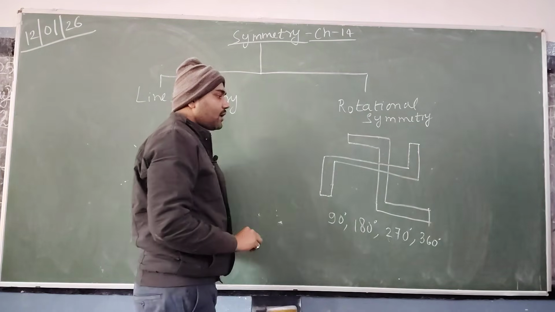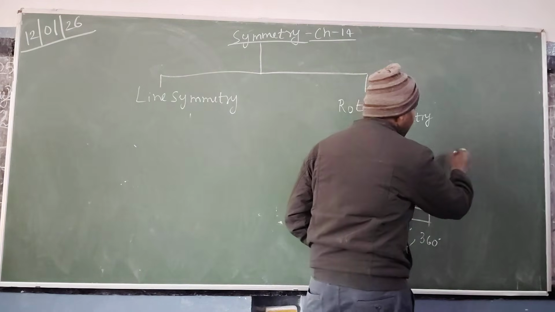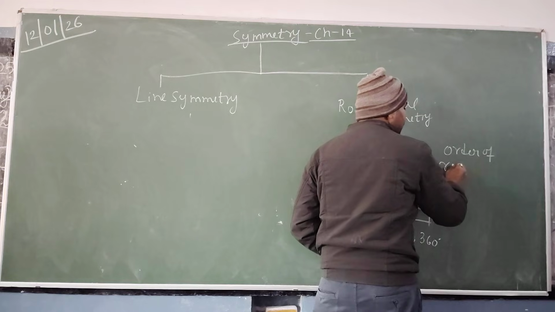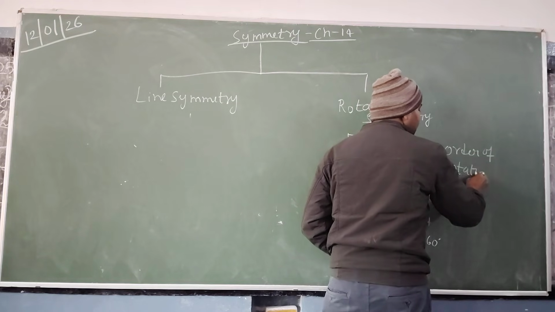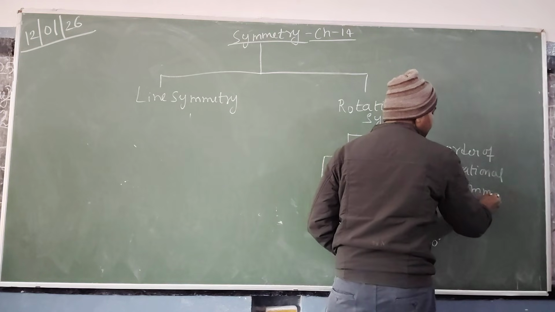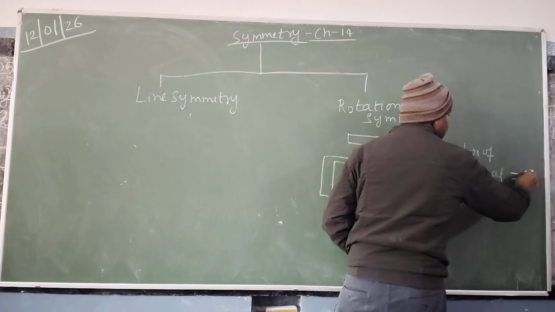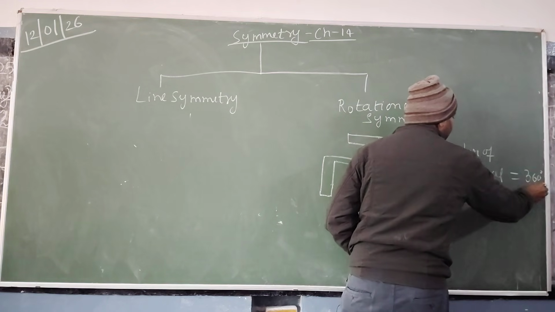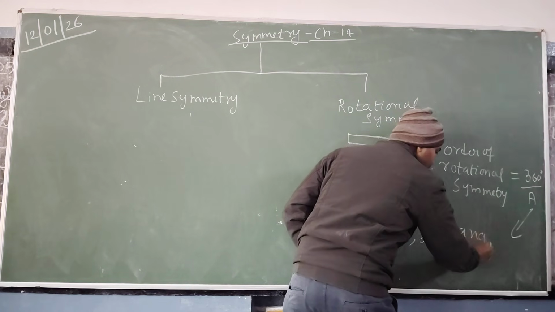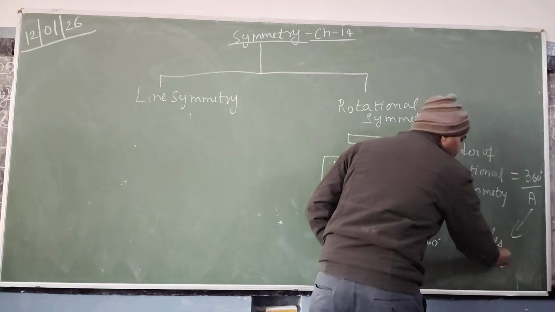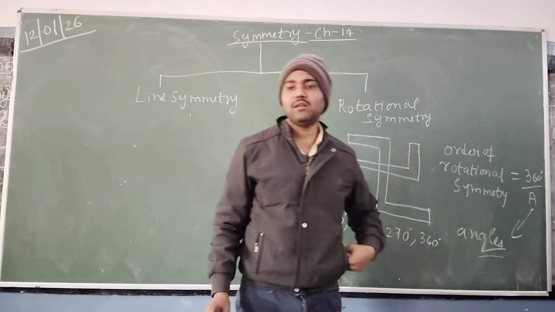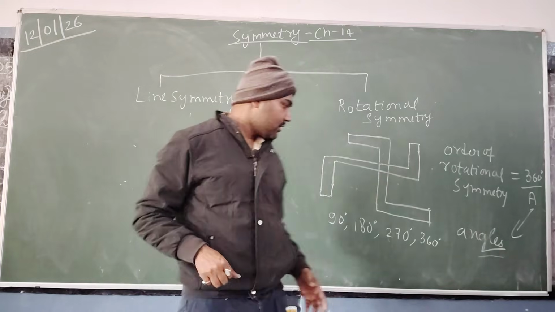From where do we get this angle? For that we have a formula. Order of rotational symmetry is 360 upon A. What is A? A is the angle. So 360 upon A, this is the formula. Order of rotational symmetry is 360 upon A. Is it clear or not?